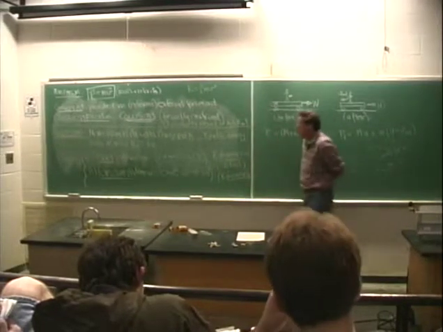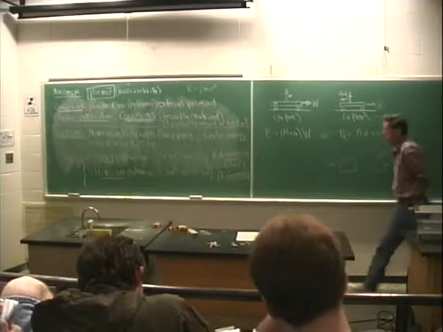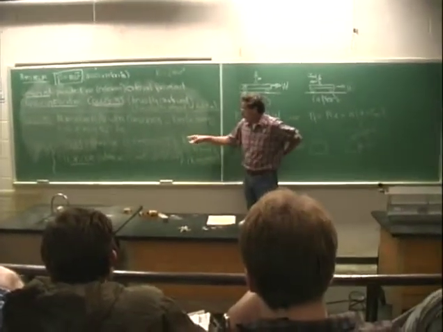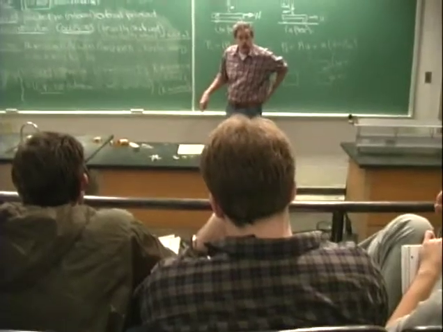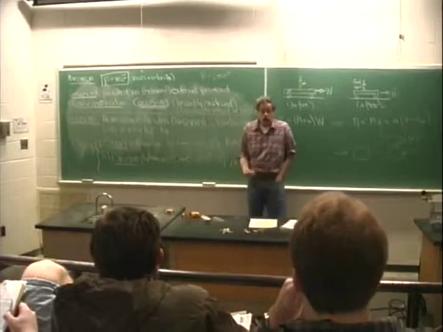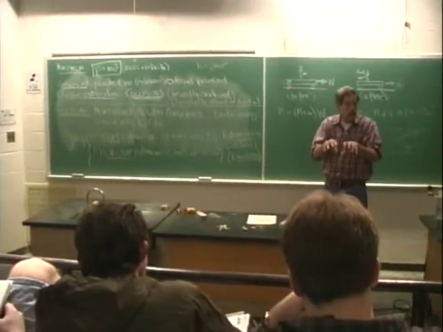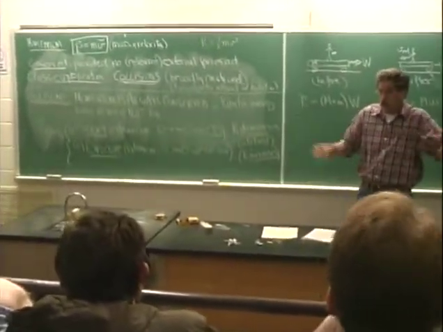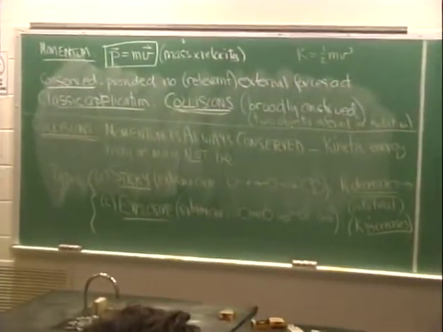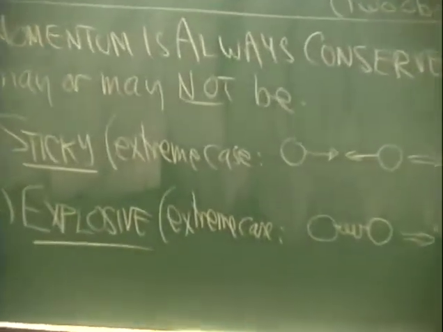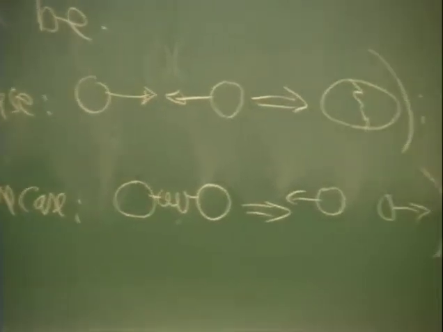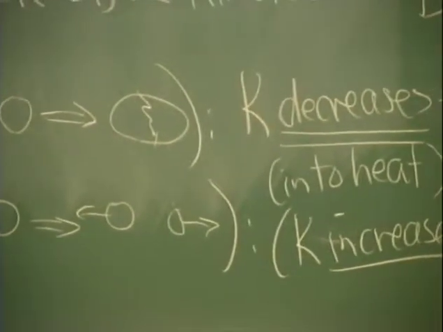Kinetic energy increases in an explosive collision, in contrast to a sticky collision. Where did that kinetic energy come from? Well, it was potential energy stored in the spring. In another case, you might have a stick of dynamite that blew up and fired the two apart. In that case, it came from chemical energy. But the point is, it came from some other form that was stored in the original system and was converted into kinetic energy in the course of the collision.